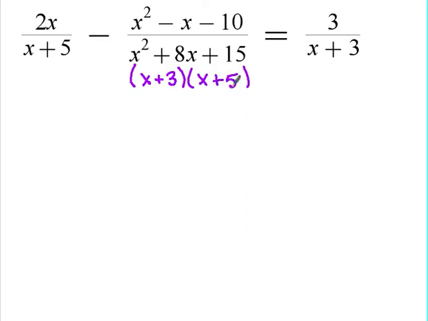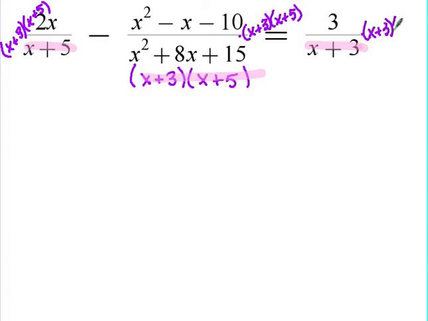So in looking at all of those individual terms, so right here, here, here, what's our least common denominator going to be? Good. X plus 3 times x plus 5. Good. So that's what we're going to do. We're going to multiply this by x plus 3, x plus 5. This one I'm going to multiply by x plus 3, x plus 5. This one I'm going to multiply by x plus 3, x plus 5.